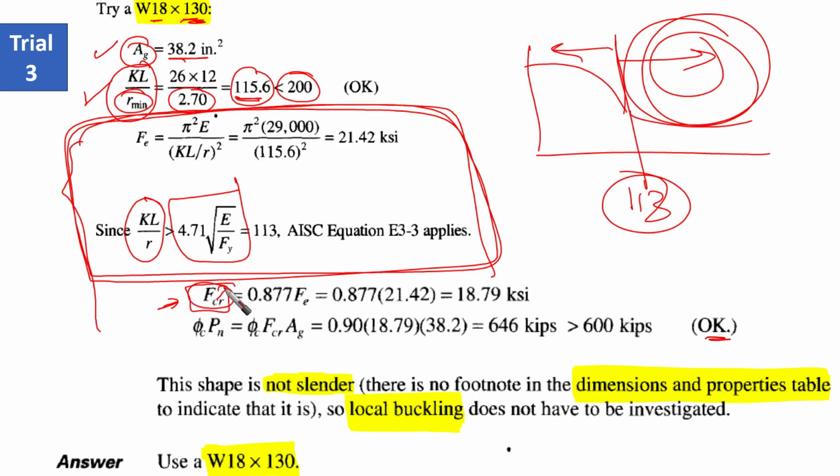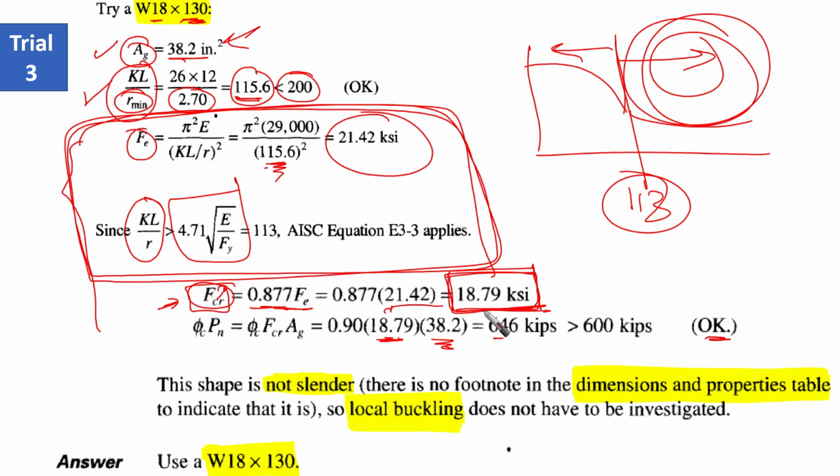This means that our FCR is 0.877 FE, which already we have calculated, but here put 115. Okay, it is a function of the KL over R of the section. Then FCR is going to be 18.79. In this case, when you calculate the strength with this and the area gross that we have here, you're going to find that it's 646, which is larger than our ultimate required load, which is okay for us. Okay, this shape is not slender.